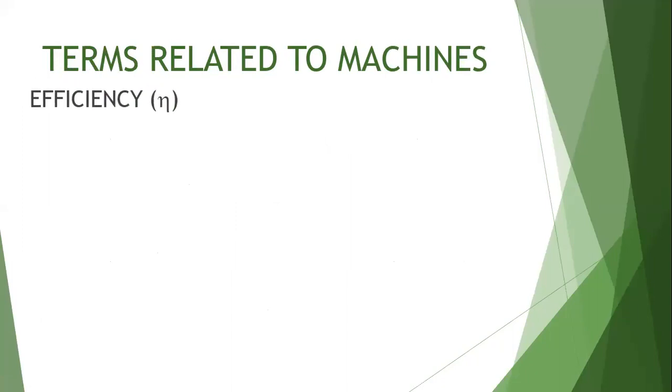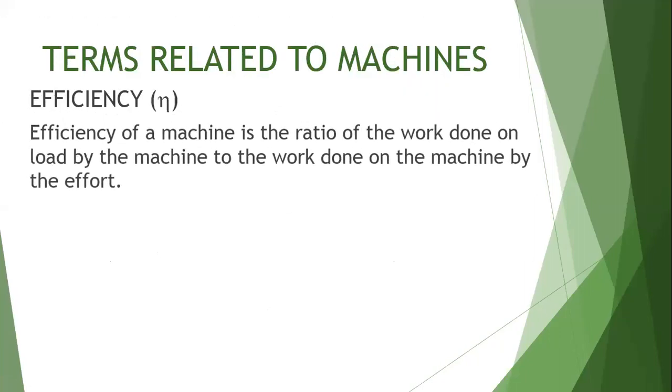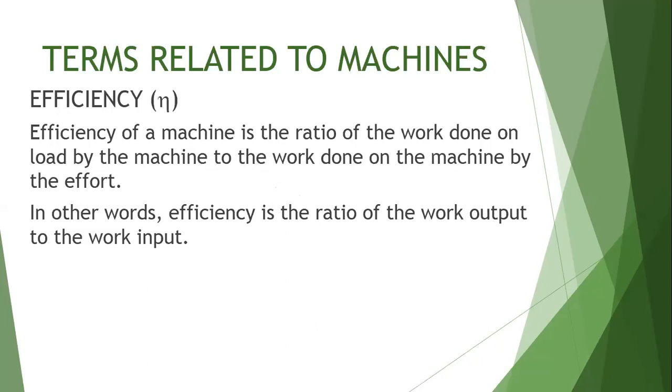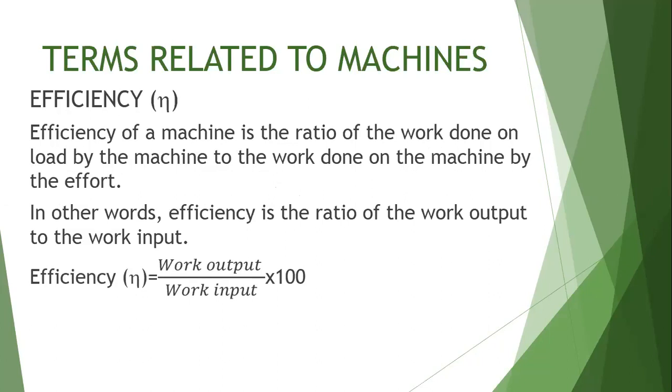Now we will talk about another very important term, and that term is called efficiency. So let's talk about what is efficiency. The efficiency of a machine is the ratio of work done on the load by the machine to the work done on the machine by the effort. Okay, so this is the ratio, but in simple terms we will define efficiency as work output upon work input.